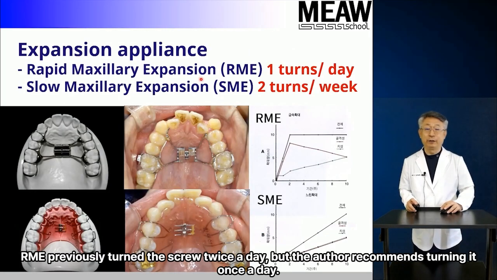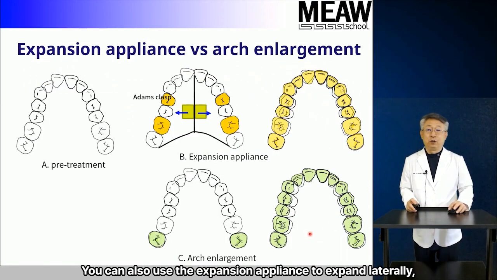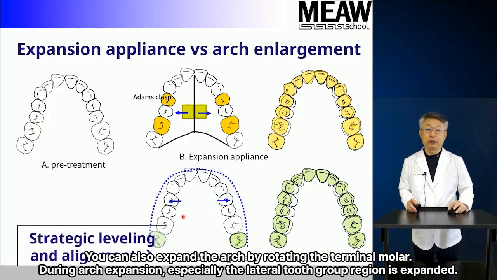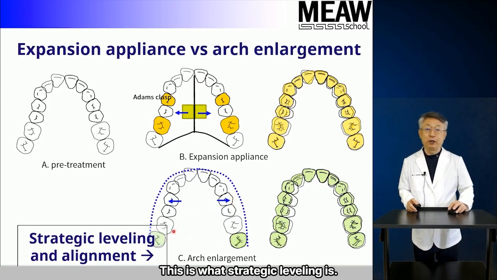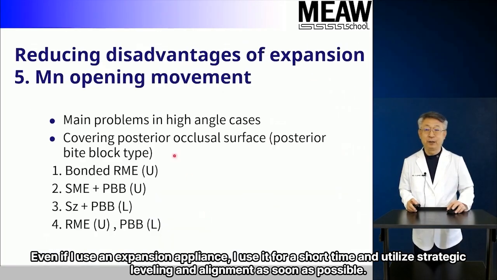RME previously turned the screw twice a day, but the author recommends turning it once a day. Turning twice a week is recommended for SME. You can also use the expansion appliance to expand laterally. You can also expand the arch by rotating the terminal molar. During arch expansion, especially the lateral tooth group region is expanded. This is what strategic leveling is. Even if I use an expansion appliance, I use it for a short time and utilize strategic leveling and alignment as soon as possible.